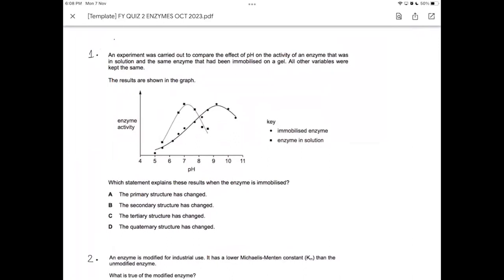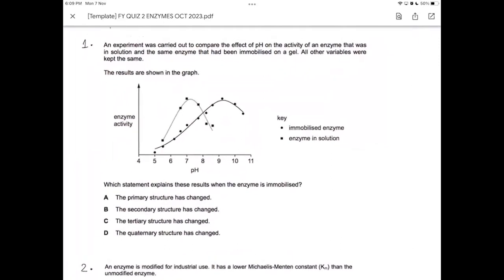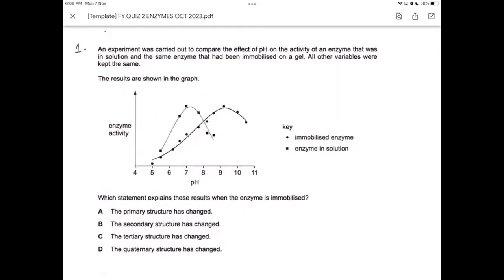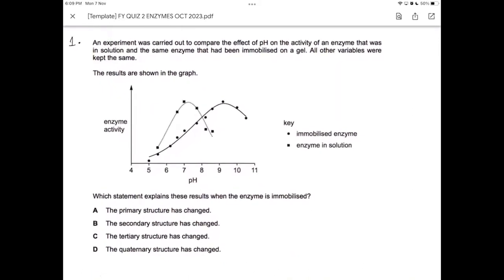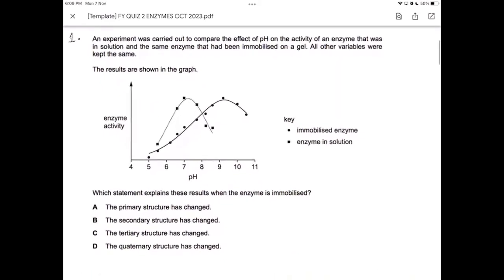So you have two graphs. The graph which is shown with a circle is the immobilized enzyme graph, and the graph which is shown with those small dot squares is the enzyme in solution. Now the question is, which statement explains these results when the enzyme is immobilized?